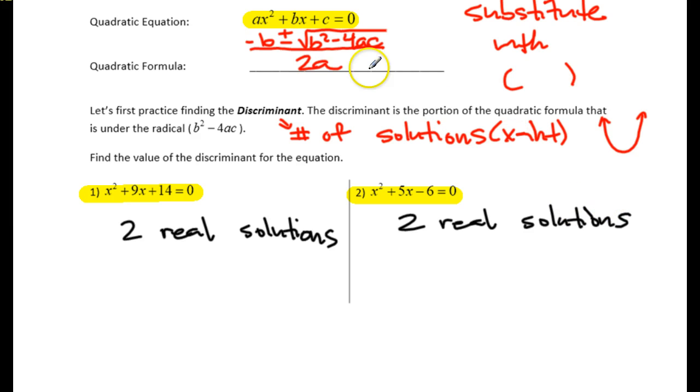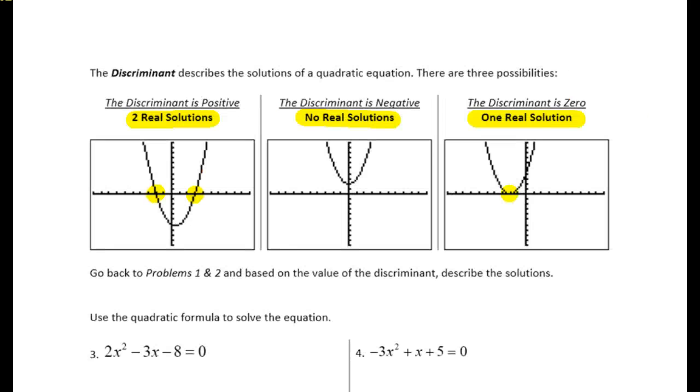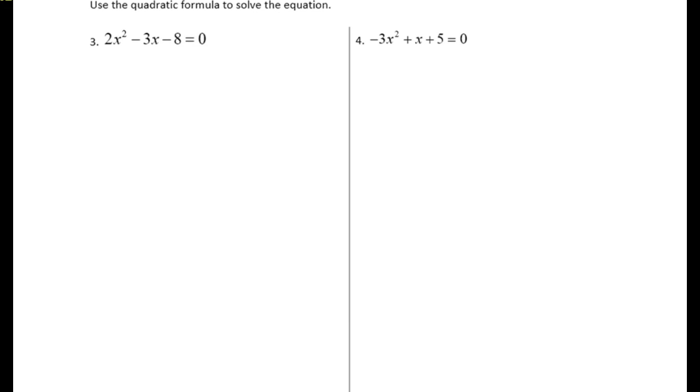Now let's come back and practice using the quadratic formula to solve. To practice what we just did, we'll first predict how many answers we should have, and then we'll solve it and make sure that it matches up. Back on this page, let's go to these practice problems.